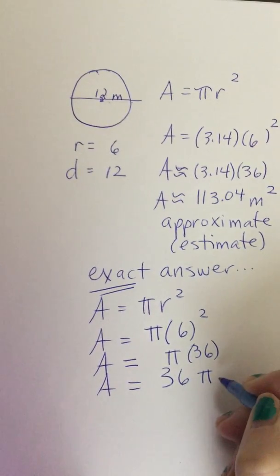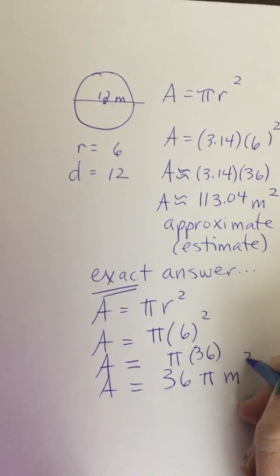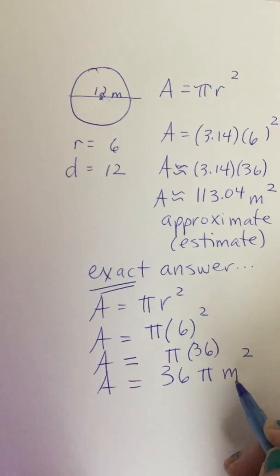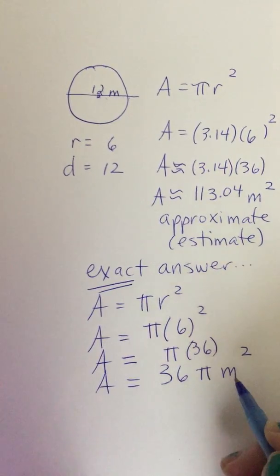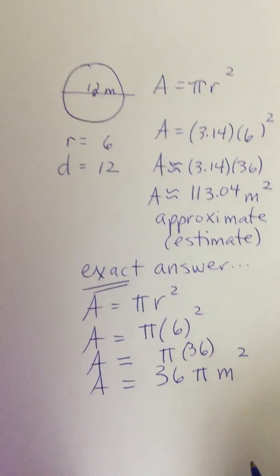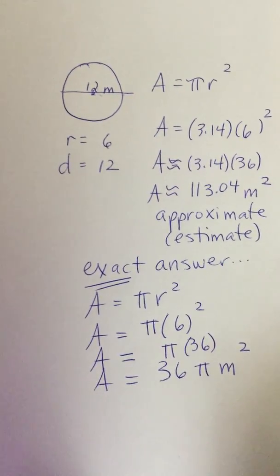You still need the unit, so it'd be meters, and it's still squared. Make sure the 2 goes on the meter and not anywhere else, because then you would be squaring these things. You want to square the unit. And that's it. That's how you find the area of a circle.